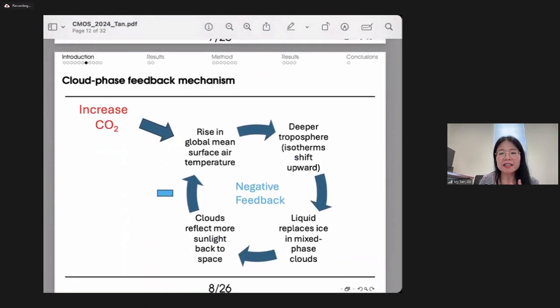The mechanism explaining this phenomenon is known as the cloud phase feedback. In this feedback, an initial CO2 doubling causes the atmosphere to warm and the troposphere to deepen. This in turn implies that isotherms are shifted upward in altitude, which leaves behind a layer of liquid where there was previously cloud ice at a given altitude. And this replacement of ice with liquid, as we discussed, increases the optical thickness of the clouds, making the clouds more reflective to sunlight, cooling the Earth, and therefore counteracting that initial global warming perturbation, making the feedback negative.